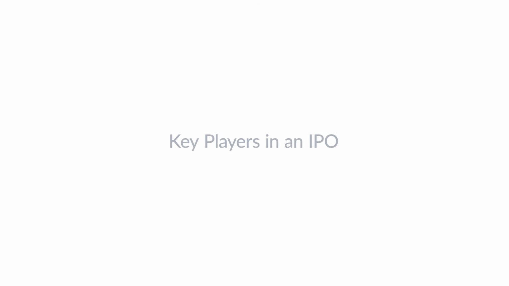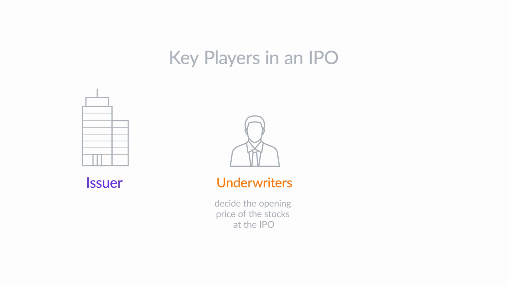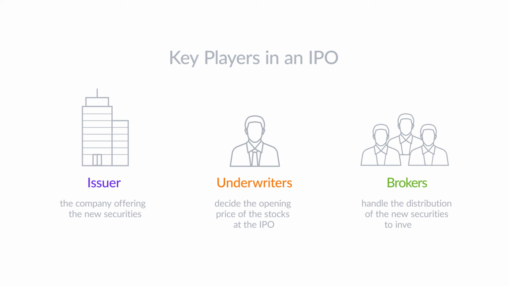Key players in an IPO. Underwriters, the entities that ultimately decide the opening price of the stocks at the IPO, and thus decide the initial valuation of the company in question. Issuer, the company offering the new securities. Brokers, these guys handle the distribution of the new securities to investors. Brokers generally have established a relationship with these investors over time.